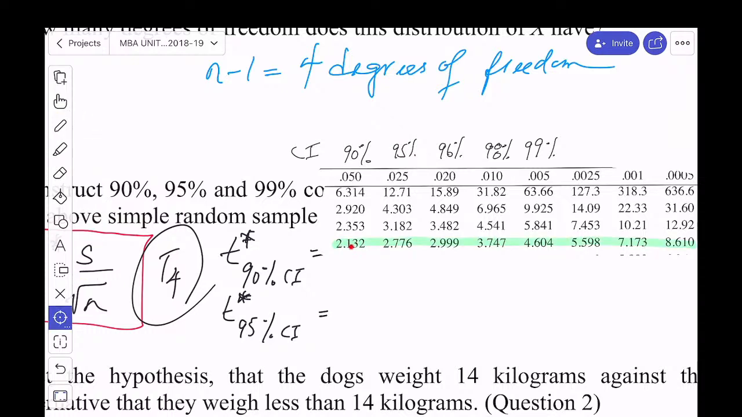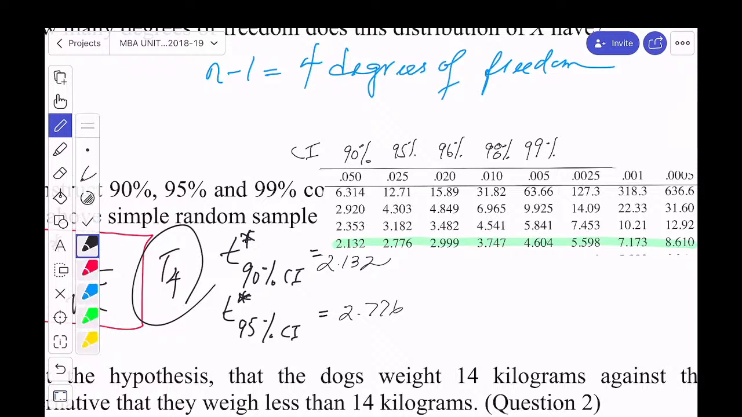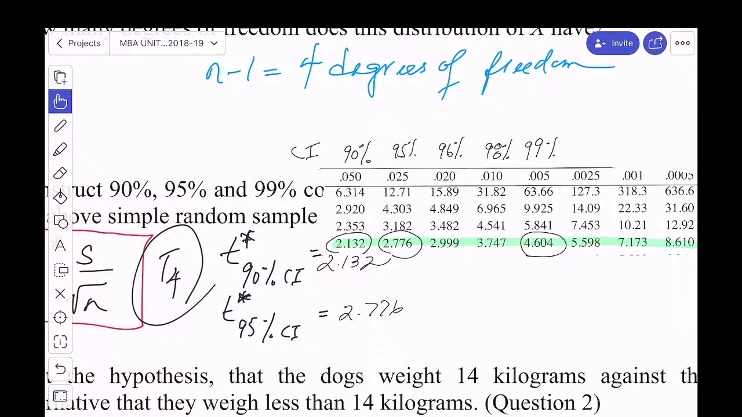And the one that I want for 90 is this one here, so 2.132. And for 95, it's 2.776. And then, what else do they want? 99. And for 99, it's going to be this one here. So that's all I need to answer this question.